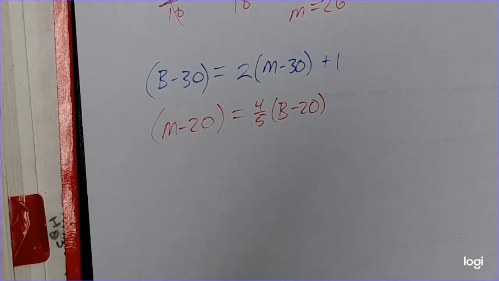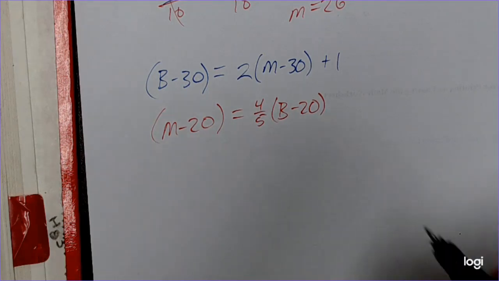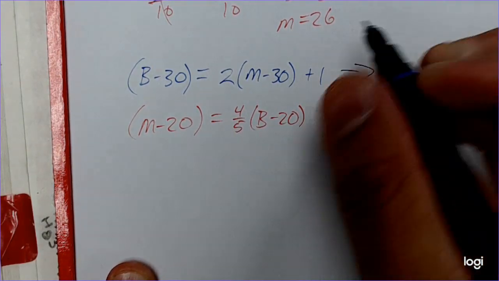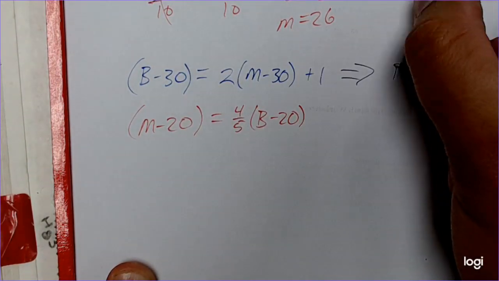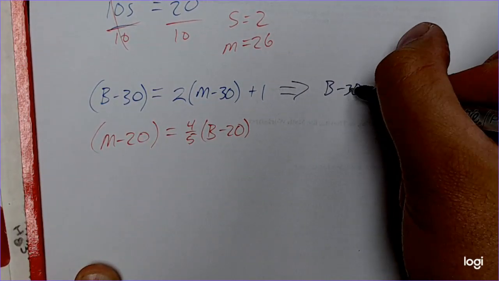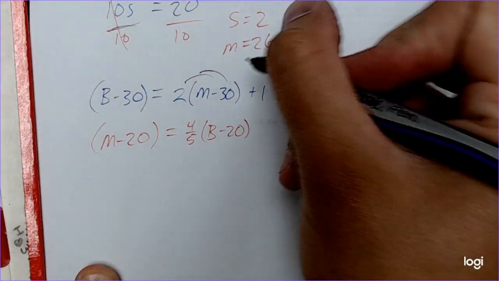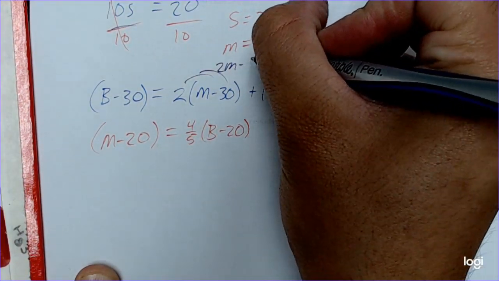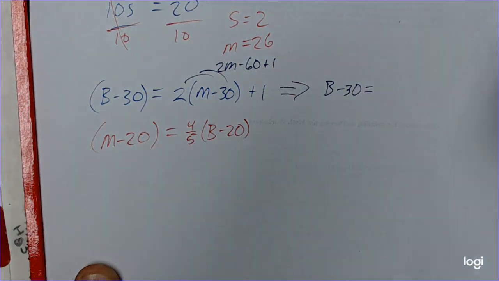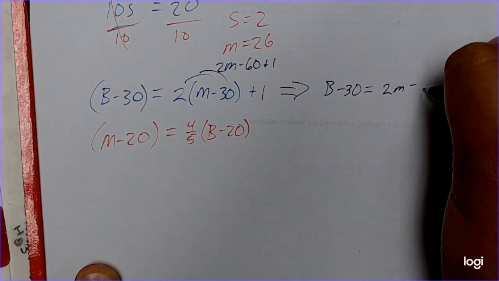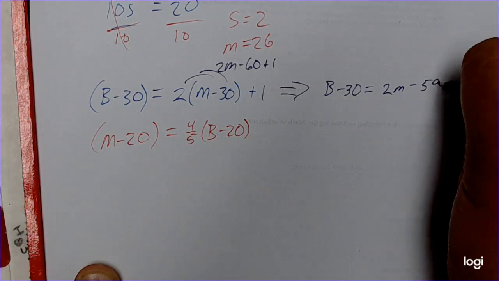Now that I've got my two equations, I'm going to simplify them as much as I can. I'm going to do that with the purple marker. Let's see here. This equation, we'll rewrite this. The left side, b minus 30, is going to stay the same. So no changes there. Then I draw my equal sign. The right side of the equation, I'm going to use some distributive property. So now I've got, well, this will be 2m minus 60 plus 1. Minus 60 plus 1, that's going to be minus 59. So I've got 2m minus 59.